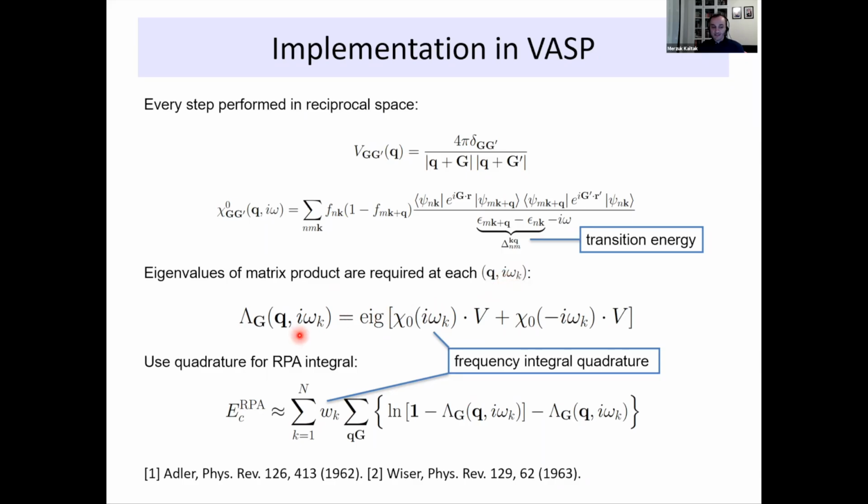Now, the question is, how do we evaluate the frequency integral? It is evaluated with an integral quadrature. And these transition energies in the polarizability, it turns out, play an important role to determine the best integral quadrature for the RPA integral.